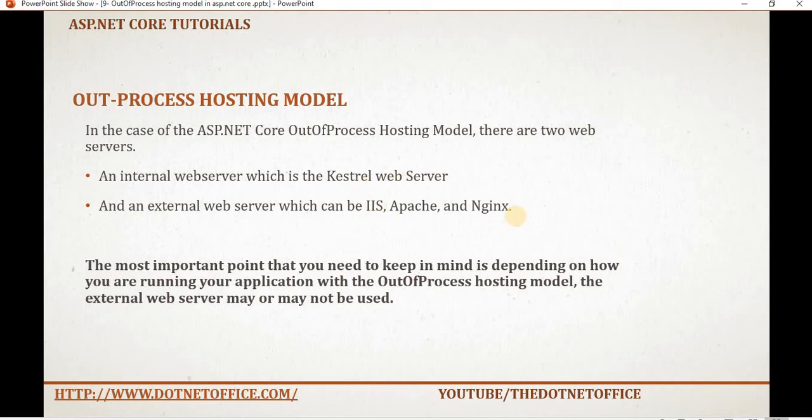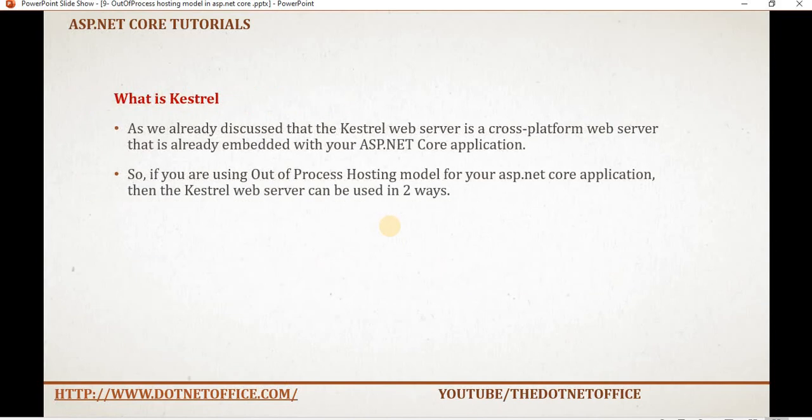The most important thing we need to remember is how we are running our ASP.NET Core application with the out-of-process hosting model. The external web server may or may not be used. That we will see in a bit. Can we run this out-of-process hosting model using the internal web server only, or do we have to use the external web server? We will discuss these two things in this tutorial. So let's understand first one by one.